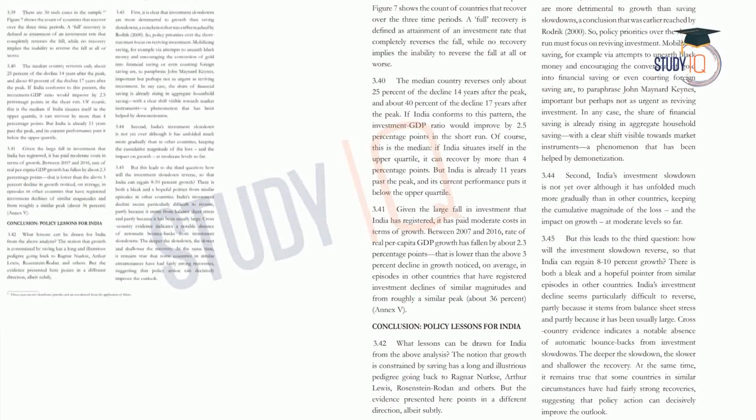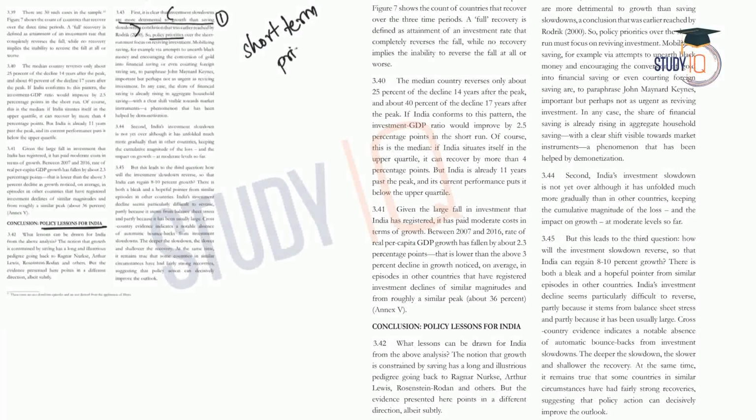Now let us see what the policy lessons for India are. First of all, investment slowdowns are more detrimental to growth than saving slowdowns. This means that investment slowdowns affect the growth of the economy more than saving slowdowns. So investment slowdowns have more impact on the economy than saving slowdowns. So what has to be done? Policy priorities over the short term must be given to reviving investment.